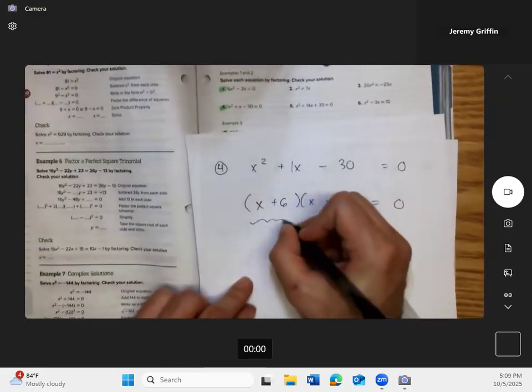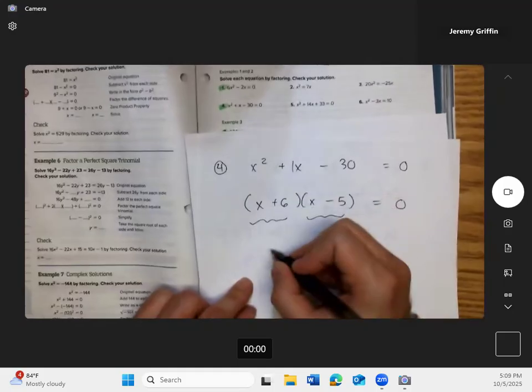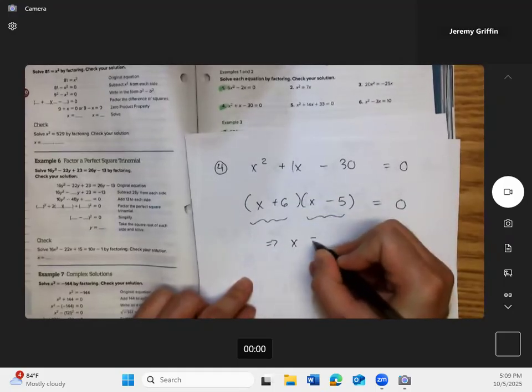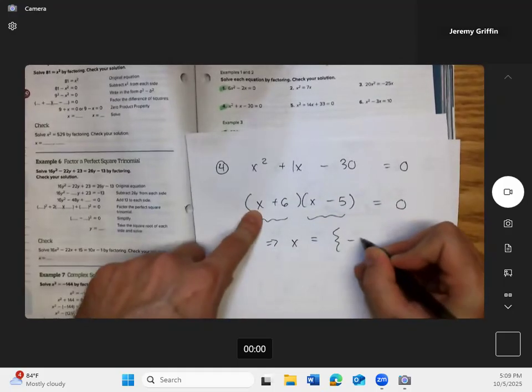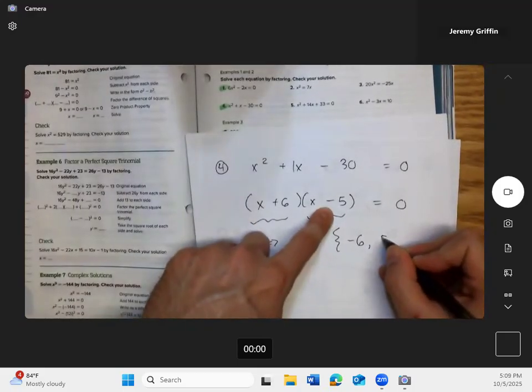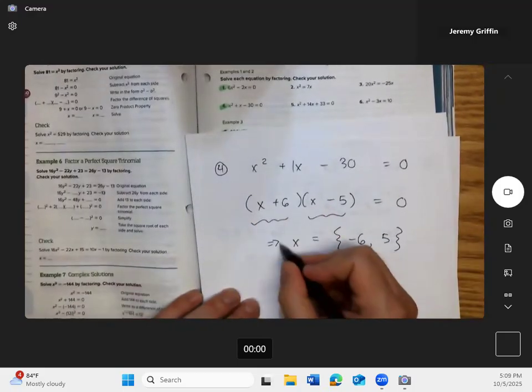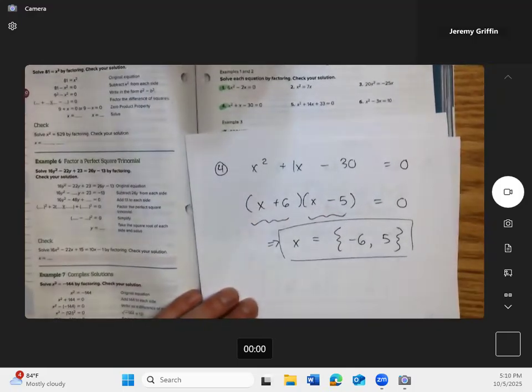So if this bit could be 0, or this bit could be 0, therefore x equals negative 6 from this one, or 5 from this one. So I skipped a few steps because you guys see lots of these examples by now. I bet you guys see exactly where that's going.